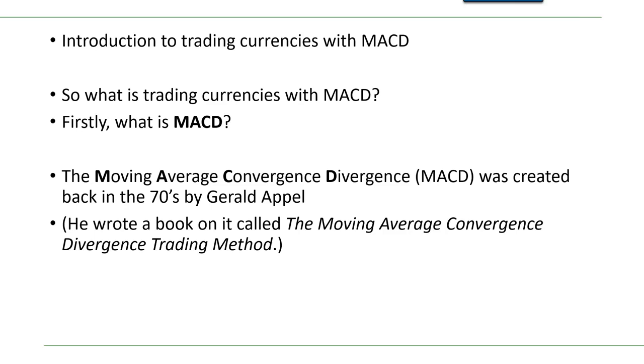It was created back in the 70s by a gentleman called Gerald Appel. Really, what happened is, in the 70s and 80s, as computers became more prevalent, especially with trading houses and analysts, they were able to start to collect the data and build indicators from it. That's where we saw, in the 70s and 80s and into the 90s, an explosion of various indicators that have come to be known, used and loved today, from stochastics to CCI to RSI and also MACD.